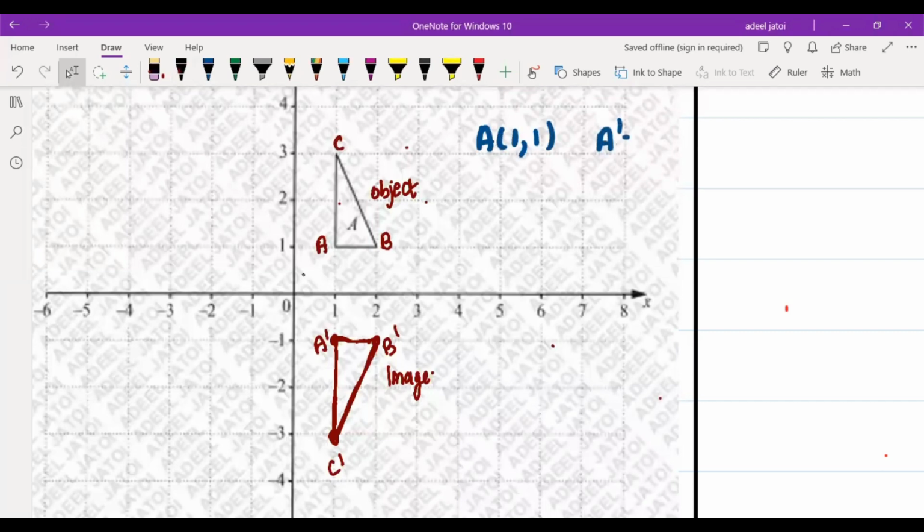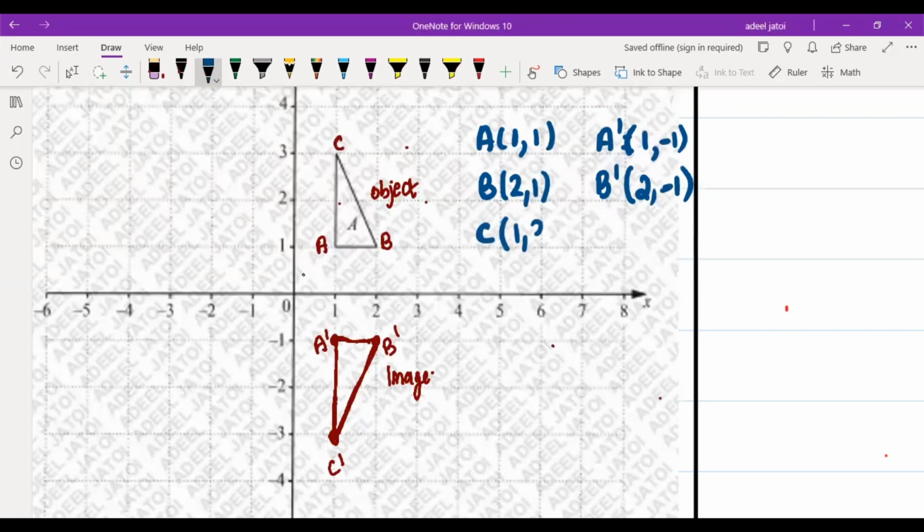So what we discussed was for A dash, the x coordinate will be the same, but the sign of the y will be changed. So this should be (1, -1). Your B was (2, 1). So B dash will be (2, -1), the x coordinate is the same, but the sign of the y coordinate will change. For C, this was (1, 3). For C dash, this should be (1, -3), because the x coordinate is the same, but the sign of the y coordinate will change because of the reflection with respect to the x-axis.